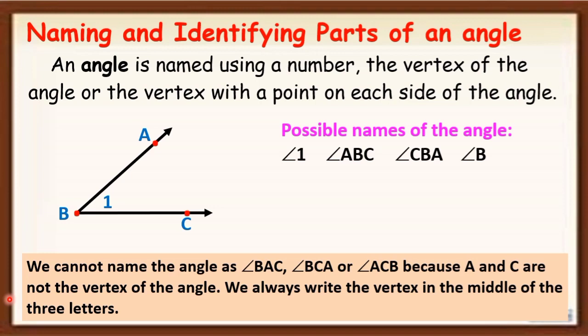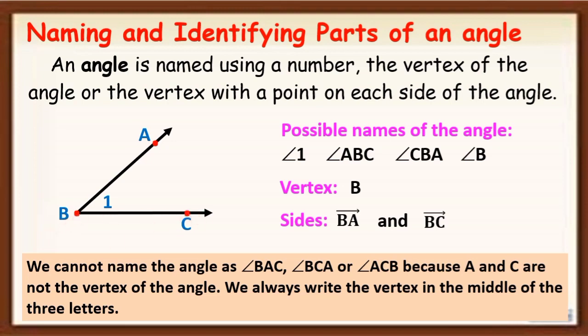Okay? Next. In this given, the vertex is B. And the sides are ray BA and ray BC. Again, pag sinabi nating side, magsisimula ka muna doon sa endpoint papunta doon sa point na nag-e-extend infinitely. That's why we have BA and BC.